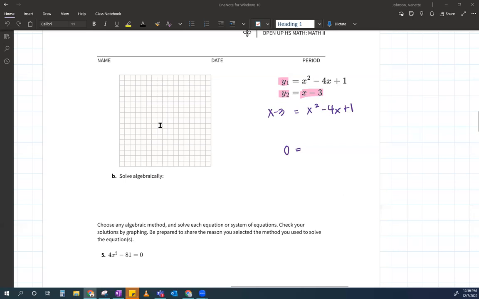Okay, so the way I'm going to do this is I'm going to solve this for 0, which sounds really funny. Basically, I want to move these guys over here. So that means I'm going to add 3, because then negative 3 plus 3 would be 0, right? And then I'm going to subtract x. And I'm going to do it at the same time because you can. Subtract x and subtract x. And then I'm left with x squared minus 5x plus 4.